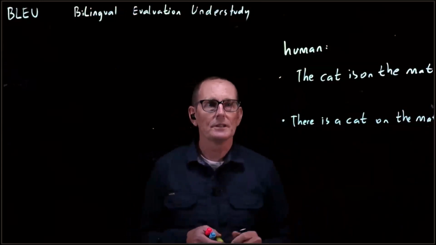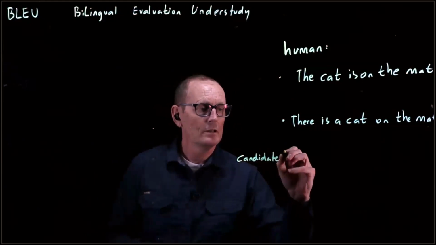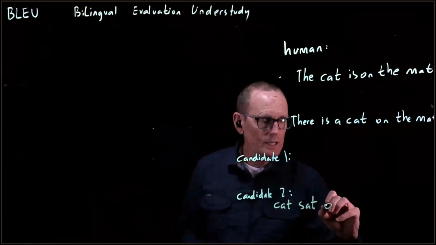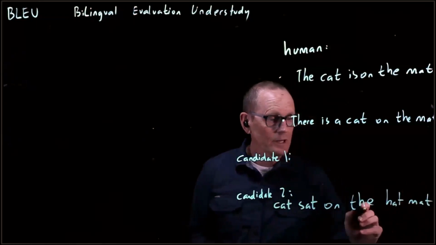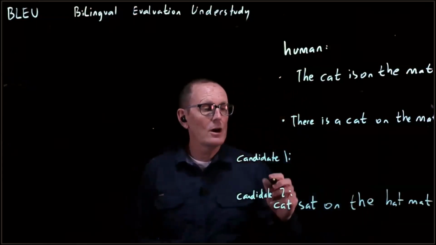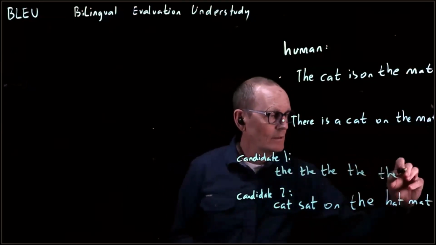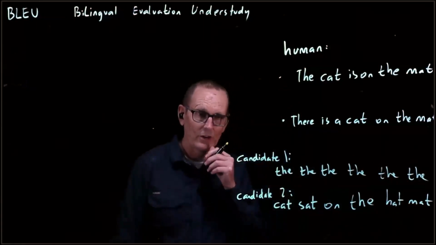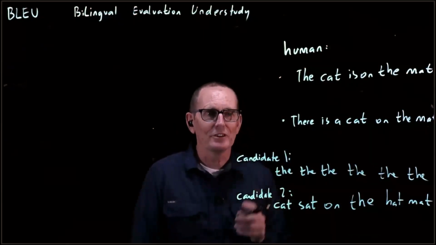And now let's look at some candidates. So candidate 2 is going to be: cat sat on the hat mat. Not a great translation. And candidate 1 is going to be the same length. First question, which is the better translation, given that they're both not very good? The second one. Yeah, I'd say the second one is better than the first one.